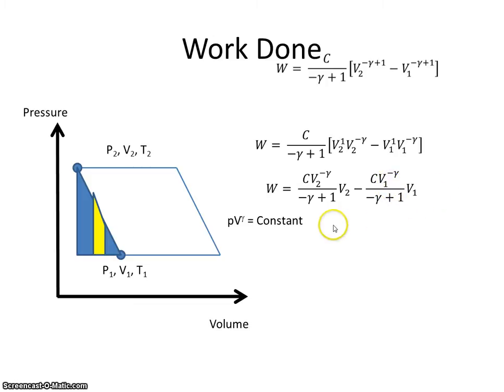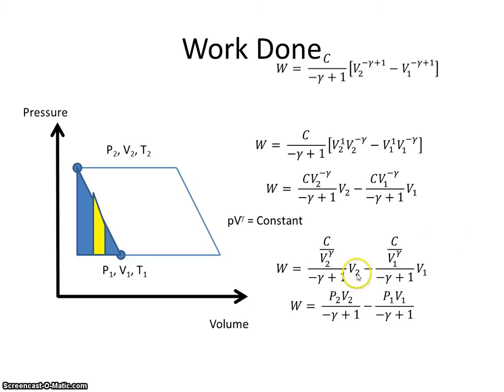That's what I get. And then if we look at our equation, that's V2 to the power minus gamma. So that's the same as C over V2 to the power gamma and C over V1 to the power of gamma. And comparing that with here, we have a constant is equal to PV to the power gamma. So if I divide C by V to the power gamma, I'll get P. So I can say that this guy and this guy are P2 and P1 respectively. So I get P2 V2 and P1 V1 here.